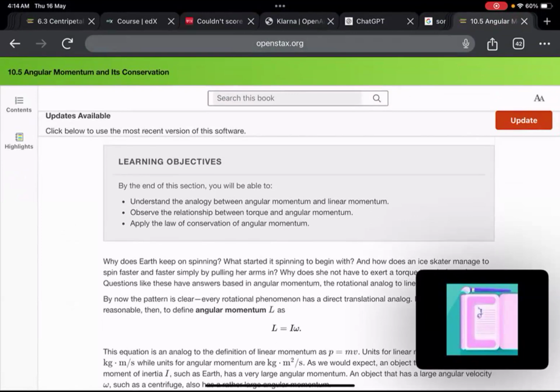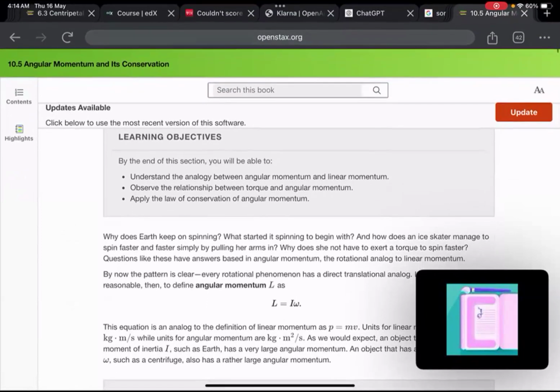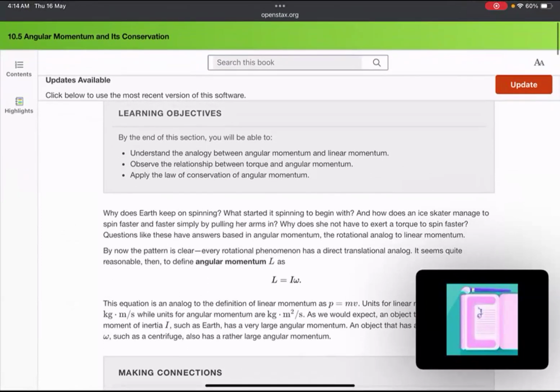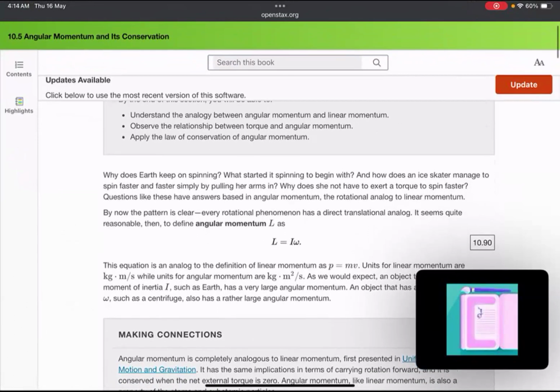Okay, why does the earth keep on spinning? What does it state? Okay, in a faster and simpler process. Do you know the answers for this kind of question? Like, how does an ice skater manage to spin faster and faster simply by pulling her arms in?